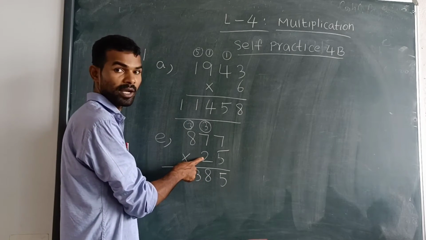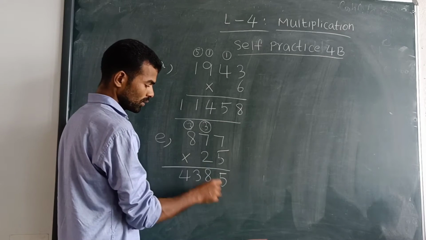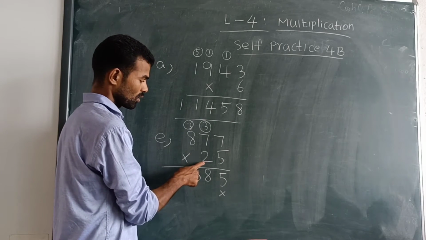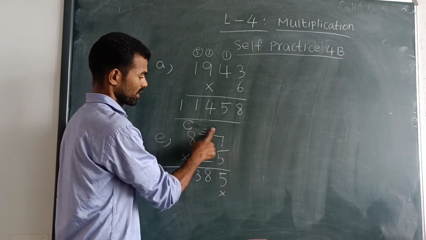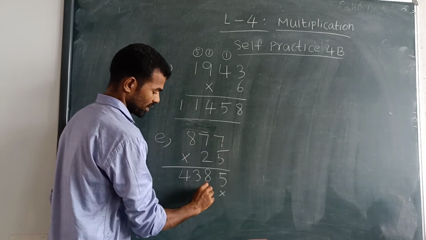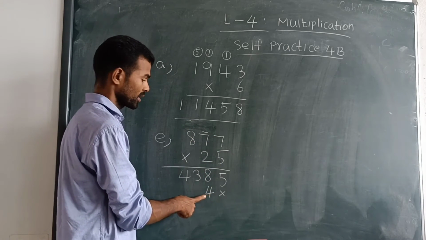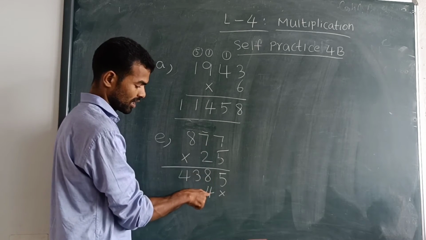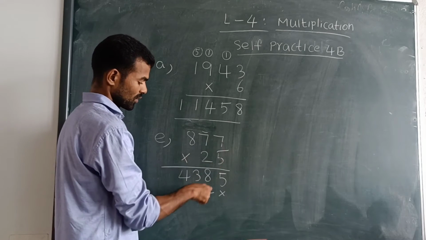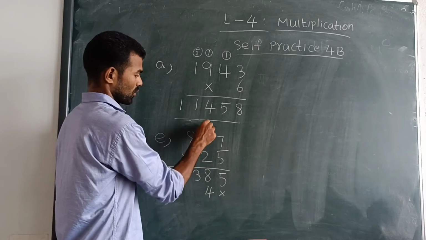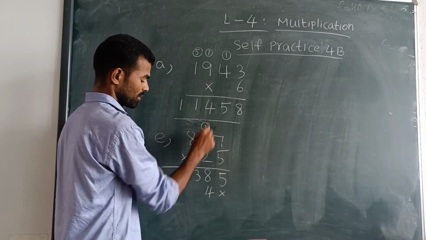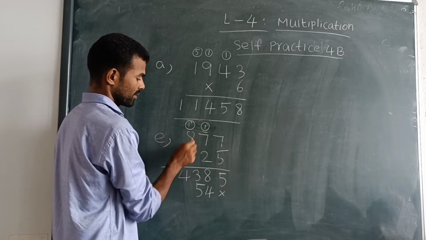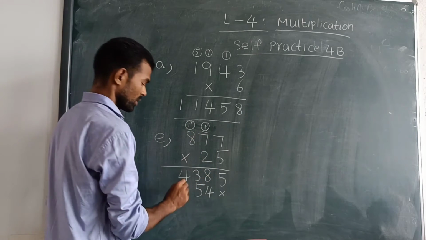Next take 2 and multiply. When you take 2, you will not write any number in the first digit. 2 multiply 7, 14, you write 4 here. When you take 2 in the 10th place, write the answer also in the 10th place. 2 7s are 14, 1 carries. Then 2 7s are 14 plus 1, 15, 1 carries. Then 2 multiply 8, 2 8s are 16 plus 1, 17.